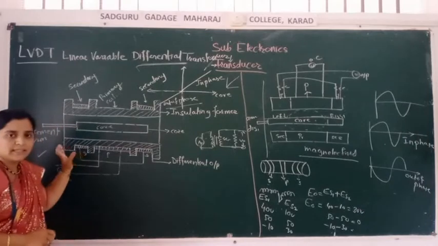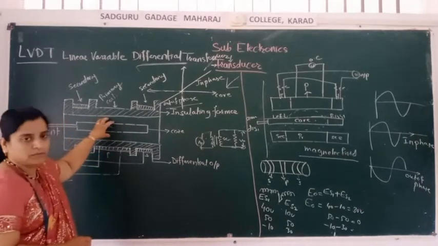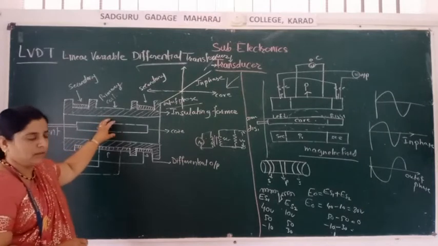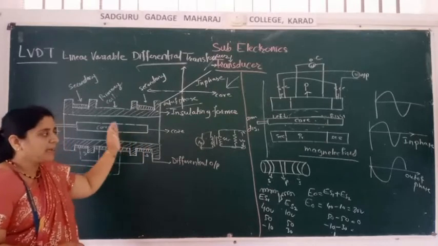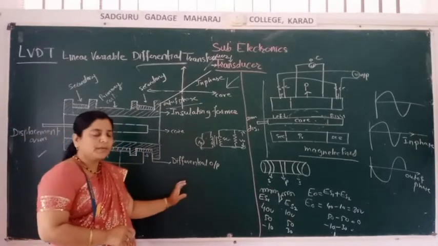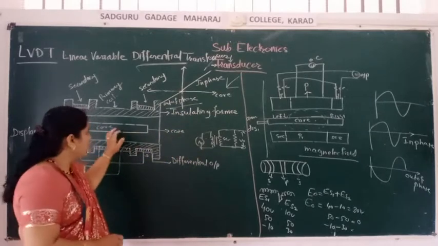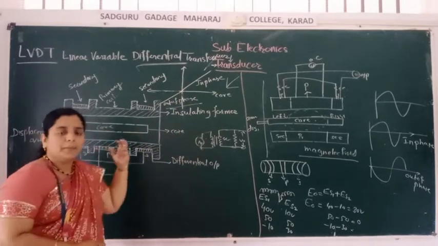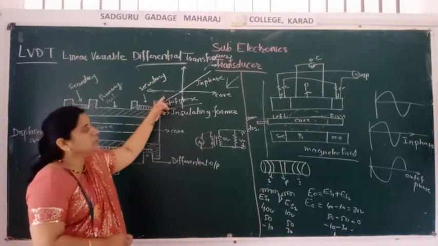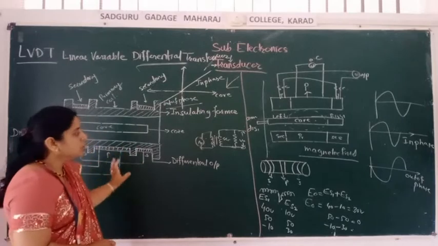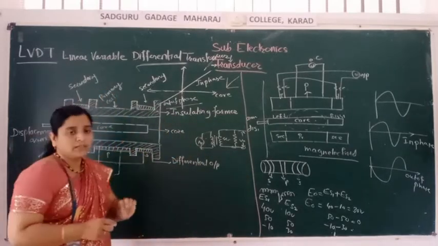All of you understand this concept or working of this core? Everything depends on this core, where the core is moving, the left side or right side. If it is moving to the right side, then maximum voltage can be obtained, and that will be in phase. If this core is moving to the left side, then minimum voltage will be obtained, and that will be out of phase. That is shown in the graph. Okay, so this is about your linear variable differential transformer.